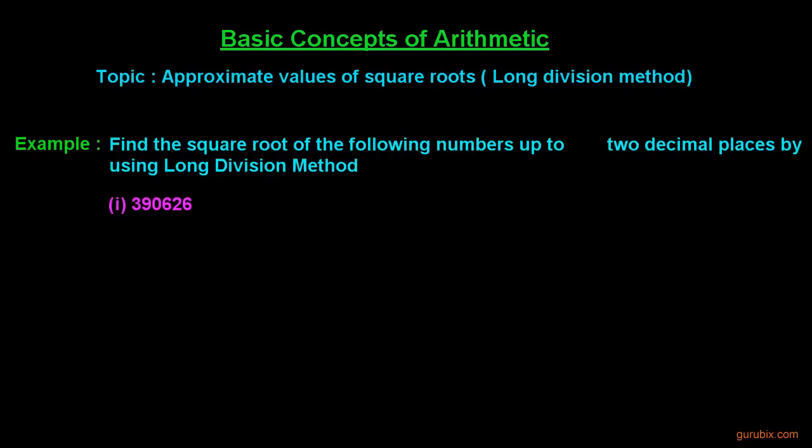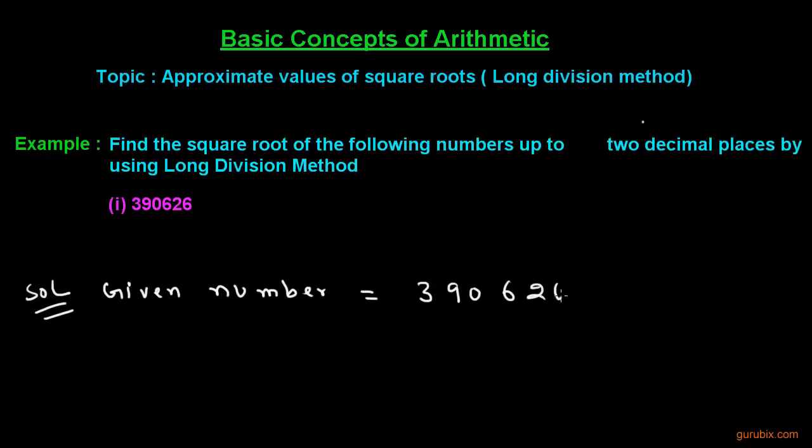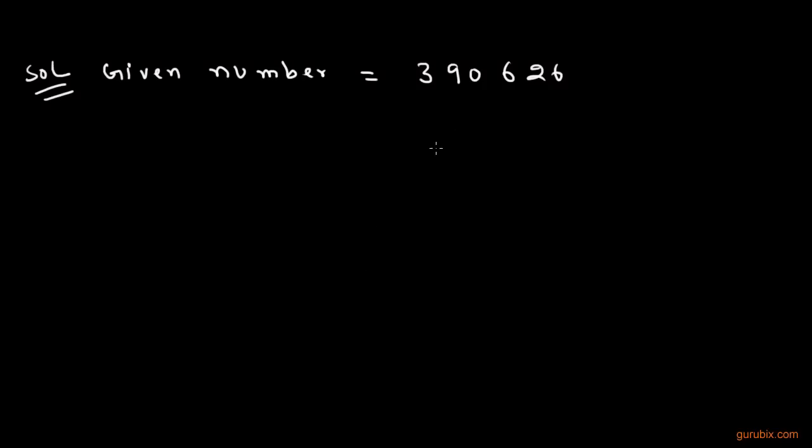And we shall learn this method by an example. The example is as follows. Find the square root of the following numbers up to 2 decimal places by using the long division method. So let us start with part 1, and in part 1 the given number is 3,90,626.